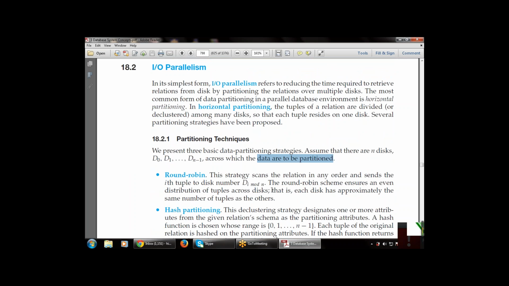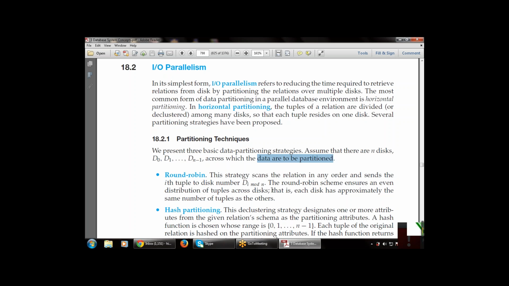The first partitioning technique is the round robin method. This strategy scans the relation in any order. That is, round robin means you can go either from the left-hand side or from the right-hand side. It scans the relation in any order and sends the ith tuple to the disk number Di mod n. Round robin means it will be rotated in a circular way, one after another, and so on.